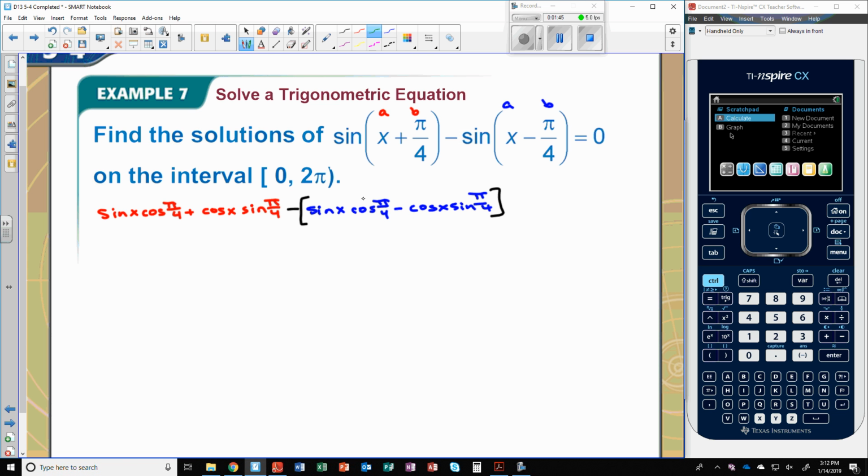But these two, you see how they're opposites of each other? These two would simplify out. So I'm not even going to figure out what that is, because I know those end up canceling each other out. They're the opposites. When I distribute, this is going to be a positive, and this is going to become a positive there. And so I would have 2 cosine x sine pi over 4. I just have 2 times this.